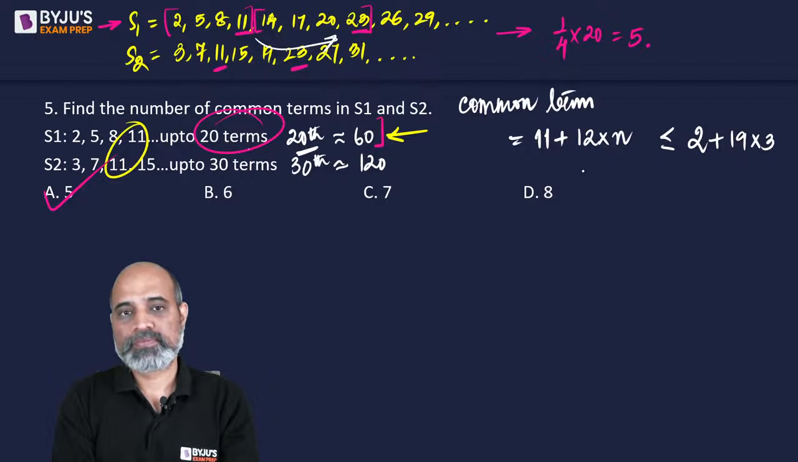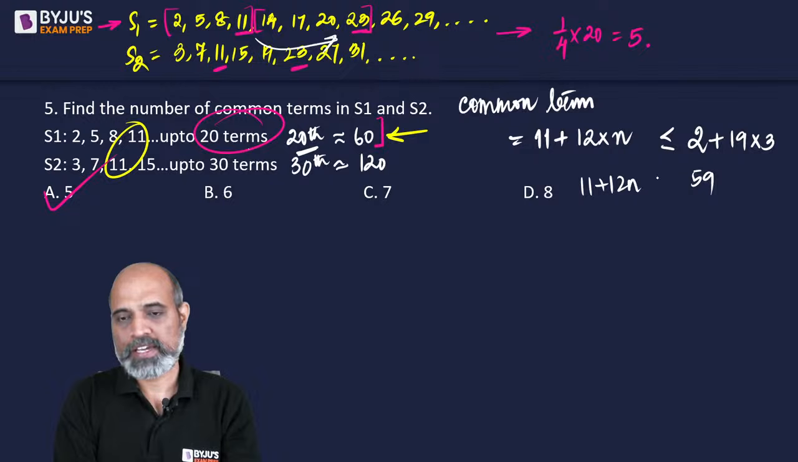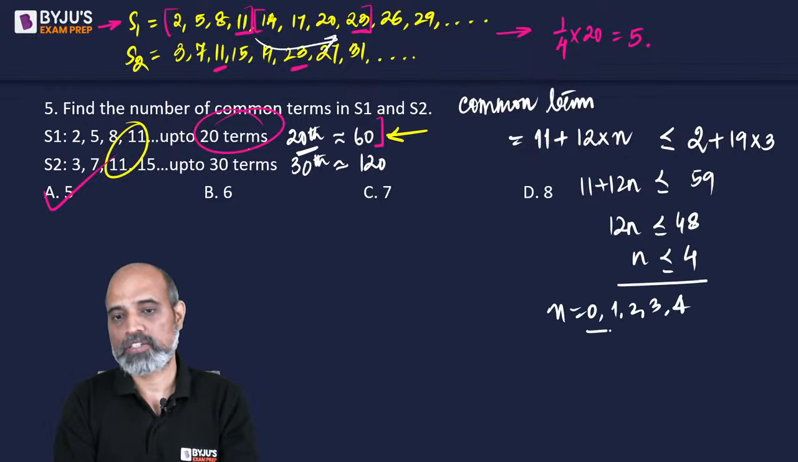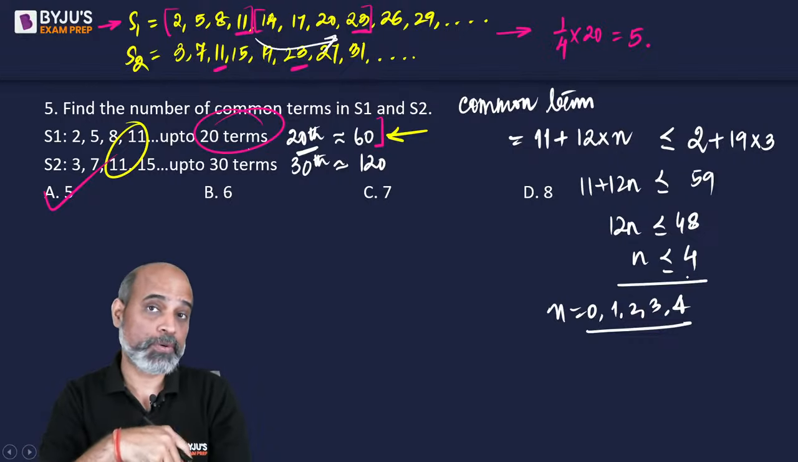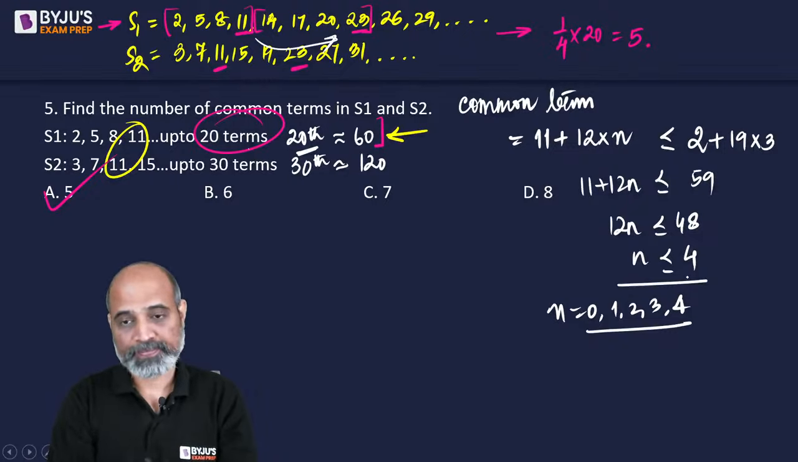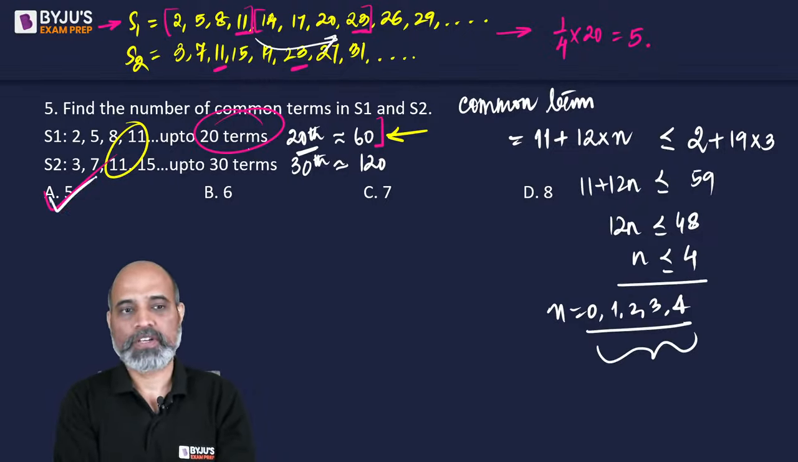So we'll have 19 into 3, 57. 57 plus 2 is 59. And we will have 11 plus 12n is less than or equal to 59. 12n is less than or equal to 48. n is less than or equal to 4. Since we start with n as 0, you can take 0, 1, 2, 3, 4 at maximum, because it says less than or equal to, it is not less than. Had that been less than 4, we would take up to 3. So you will find that there are 5 such values, so 5 is the answer.